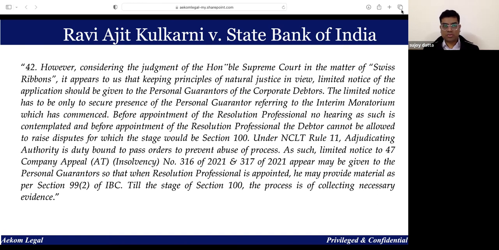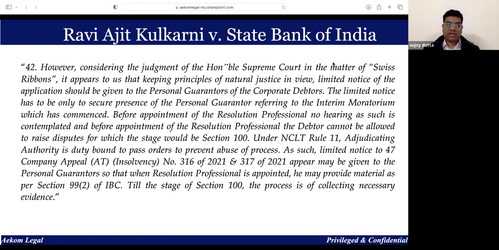Considering the judgment of the Honorable Supreme Court in the matter of Swiss Ribbons, it appears to us that keeping principles of natural justice in view, a limited notice of the application should be given to the personal guarantors. This limited notice has to be only to secure the presence of the personal guarantors. Before appointment of the RP, no hearing is contemplated, and before appointment of the RP, the debtor cannot be allowed to raise dispute, for which the correct stage is section 100. However, limited notice may be given to the personal guarantor so that when the RP is appointed, he may provide material as per section 99 and help the RP in collecting necessary evidence.